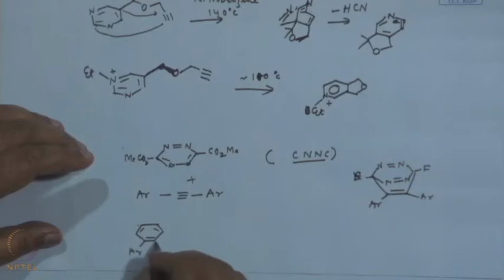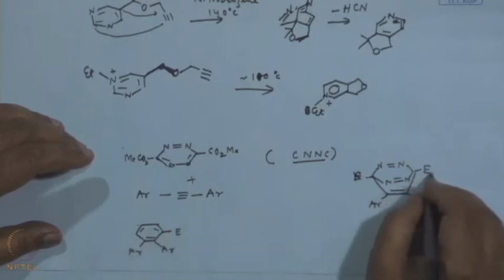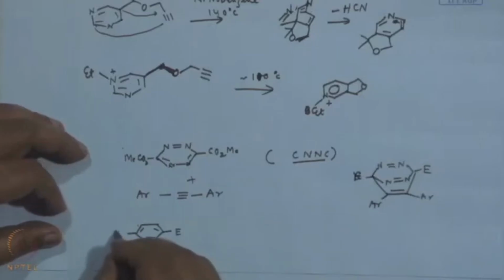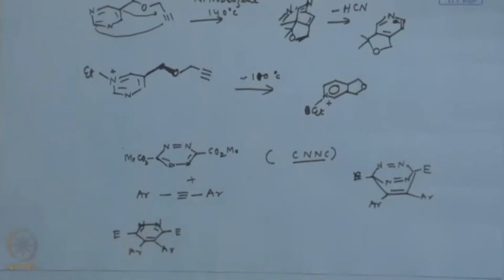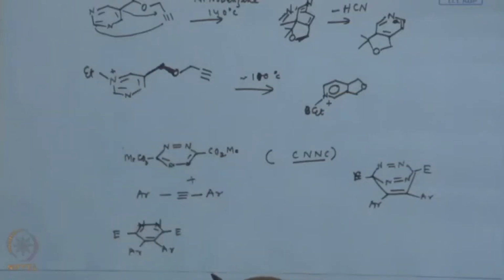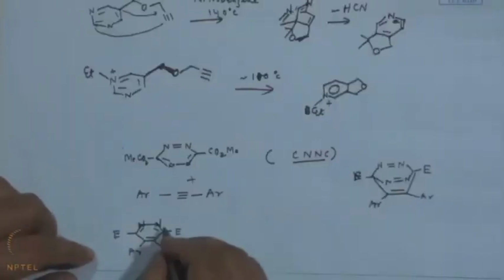this is Ar, and in this case this is E and E, and nitrogen and nitrogen. What is this derivative? Two nitrogens at 1,2 position. What is the name? 1,3 is pyrimidine. Good, pyridazine, and the 1,4 is pyrazine. So, you get nice pyrazine, tetra substituted pyrazine, that means it is fully substituted pyrazine.